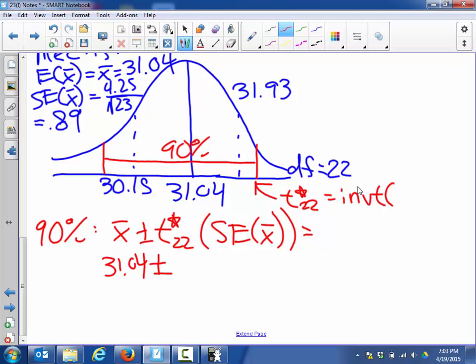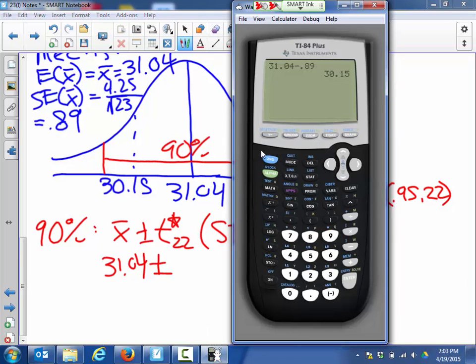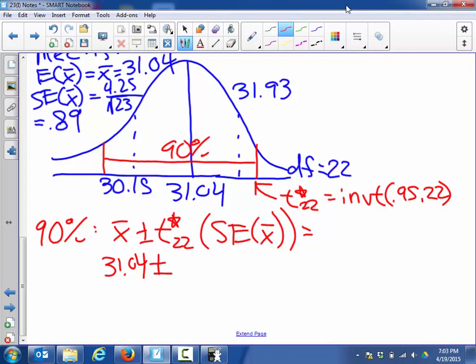Okay, so here's your 90% confidence interval. It's your x bar plus or minus your t-score for 22 degrees of freedom times your standard error, which we've also found. So this is your 31.04 plus or minus. As to how to get the t-score here, just like you would any other time, the t-score is the number of standard errors you move to the right or to the left.